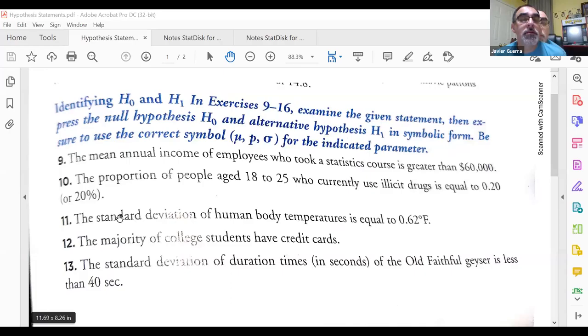Number nine. Remember, we're creating our hypothesis statements. Okay, so here goes. The mean annual income of employees who took a statistics course is greater than $60,000.